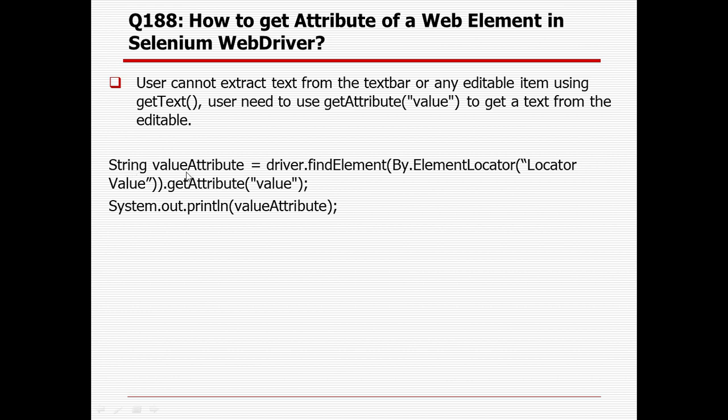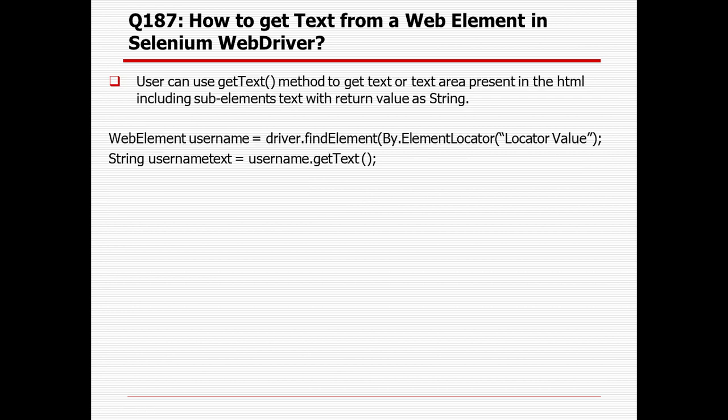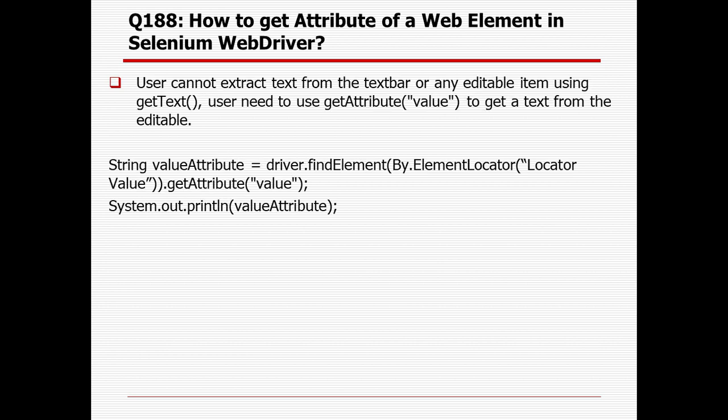So you can see here, first we need to identify the element: driver.find element by element locator value, and dot get attribute. You need to pass the value, right? After that, you will get the value attribute and you need to store it in a string, and once it is stored in a string, you can print it out. So that is the basic difference between get text and get attribute value.